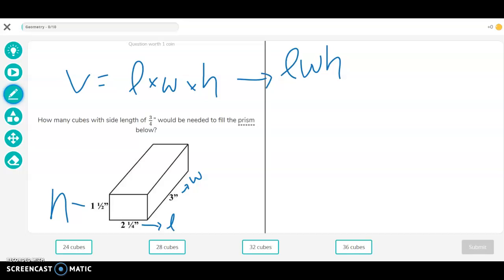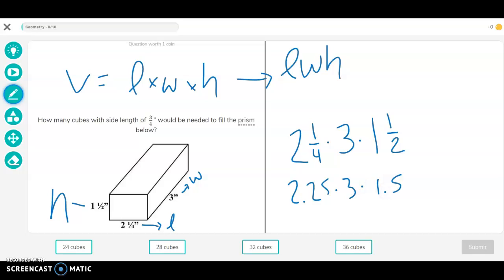So first thing we need to do is figure out the volume of the whole shoebox first. So we're going to take length, which is 2 1/4, times width, which is 3, and times your height, which is 1 1/2. So I would convert these to decimals and then multiply. So this is 2.25 times 3 times 1.5. So I'm just going to do these two together first, and then I'll multiply that answer by 1.5. So we have 2.25 times 3.